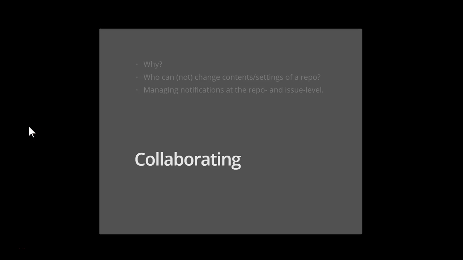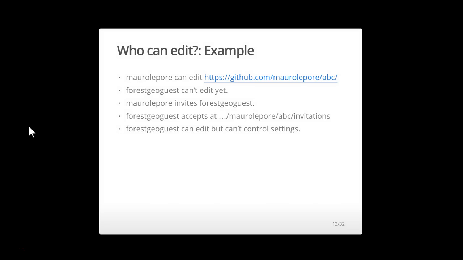Let's now talk about collaboration with GitHub. So the question is, if I have a repository and I create some content, who can see the content and who can edit the content? Also, if I have an account and I can access the settings of that account, who can change those settings to make them different?